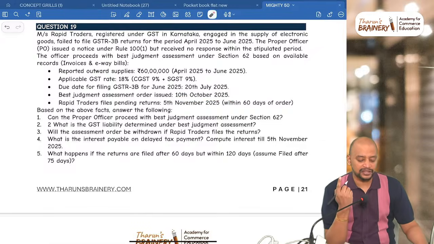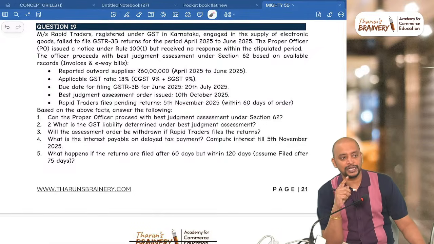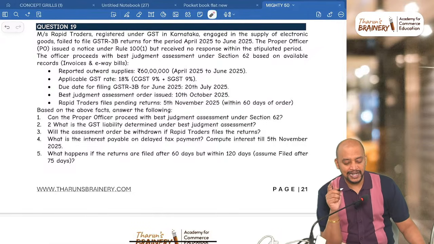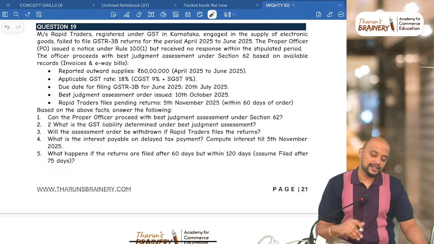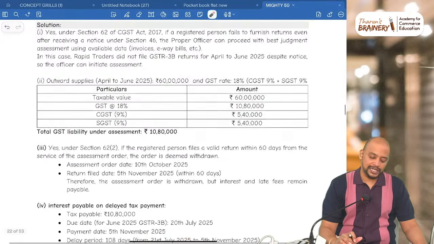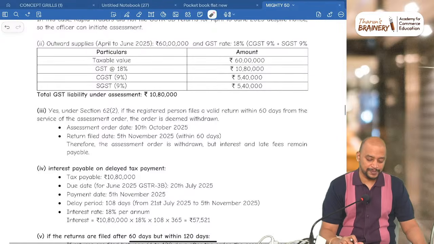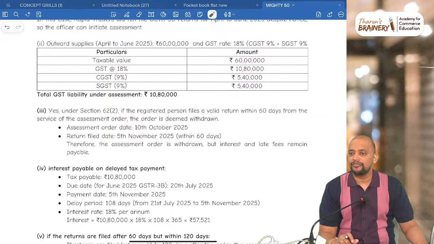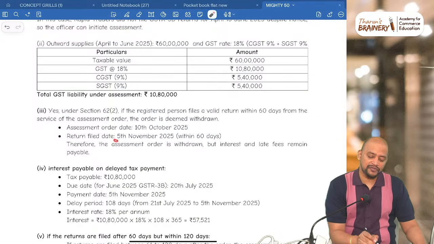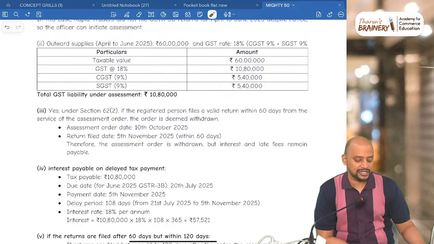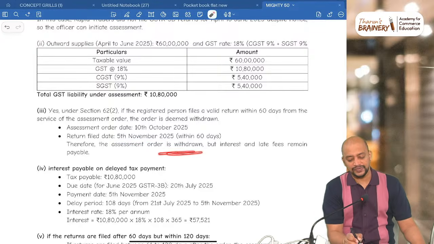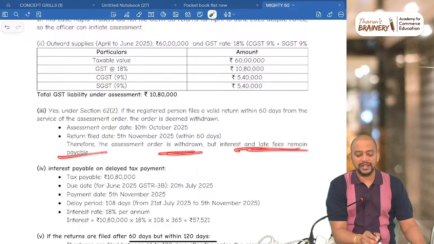See there, the order date is 10th October. Count 60 days from 10th October. In October there are 21 days, in November 30 days, and the balance days in December. So that is 9th of December. But here 5th of November is within that time limit itself. Therefore the assessment order is withdrawn, but interest and late fee remain payable.